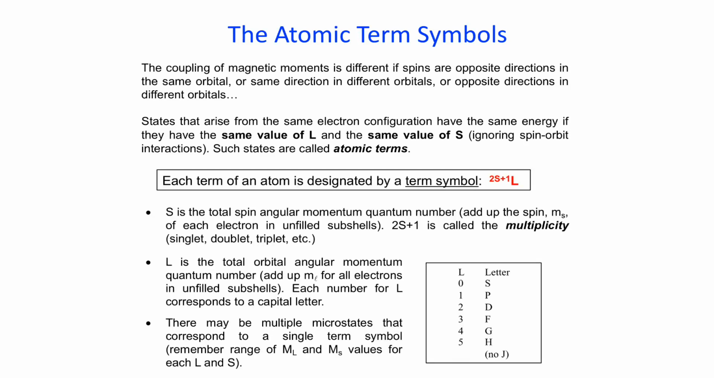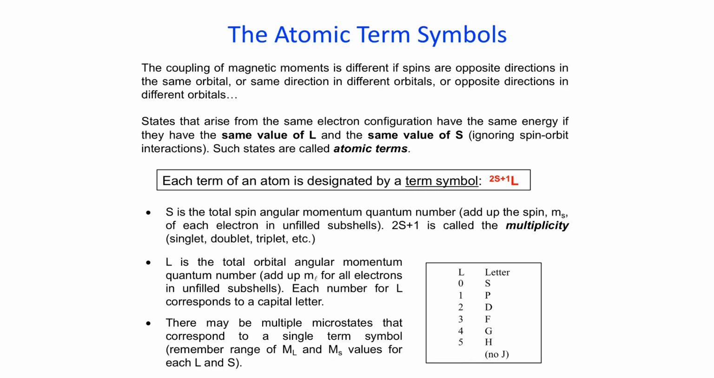Okay, so each term of an atom is designated by a term symbol. Remember, each term can house essentially more than one microstate, because remember we've got all of those different m sub L's and all of those different m sub S's. Those correspond to particular big L's and big S's.